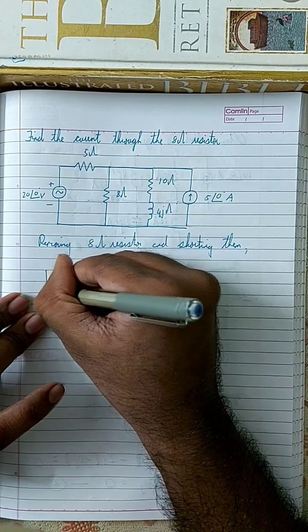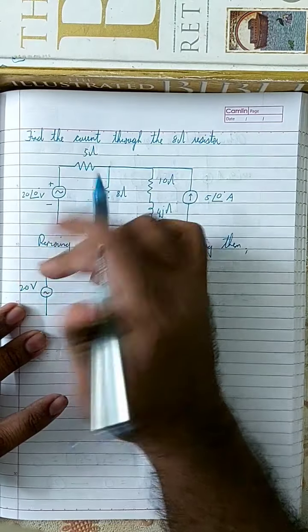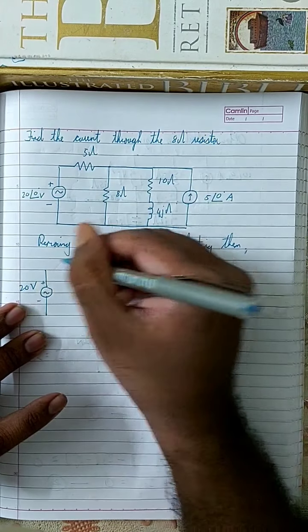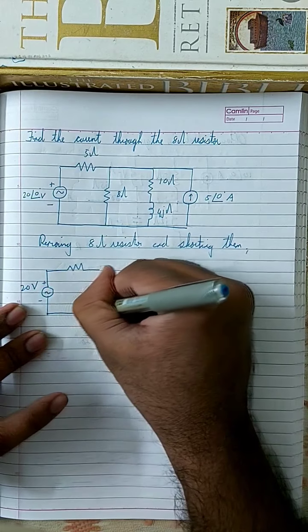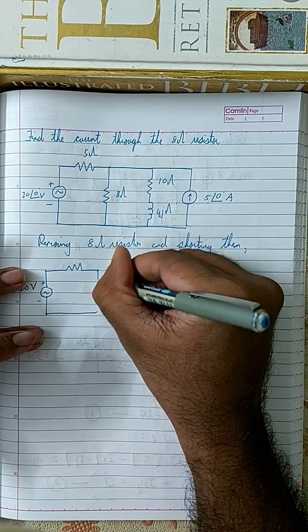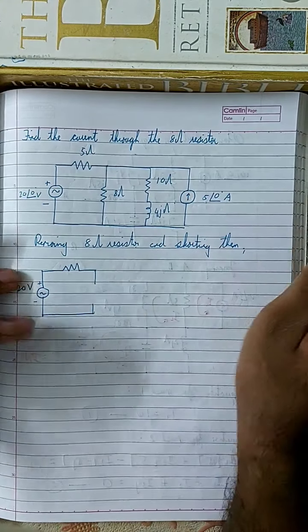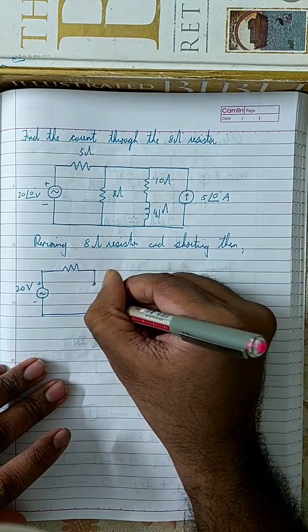You have a voltage source, which is 20 volts, 20 angle 0 is 20 volts. Then you have a resistor over here. I'll draw it with another pen just so that you won't get confused. So basically there was a resistor over here.